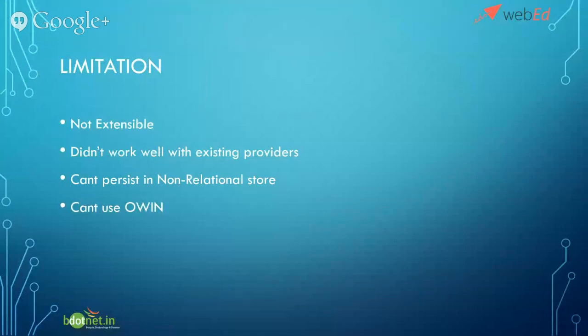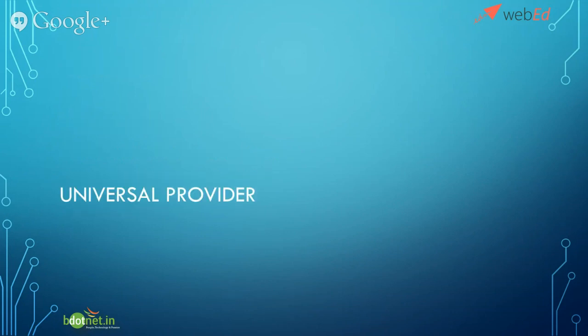It didn't work well with the existing providers. This simple membership could not work with the SQL membership provider that was there. And I cannot process in a non-relational store. For example, I couldn't bring in maybe a NoSQL, the MongoDBs or anything. And again, can't use OWIN. That's a big thing now.